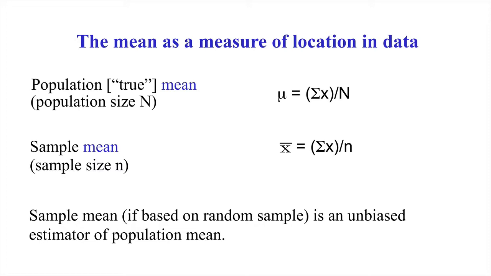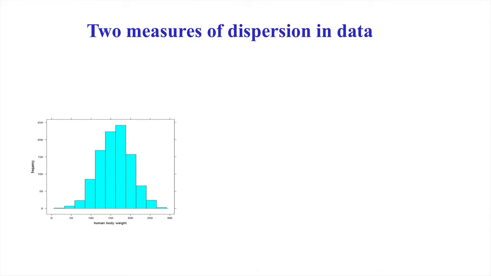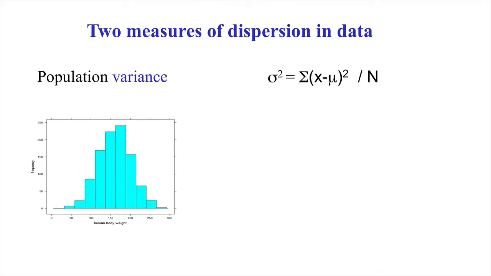What about spread in the data, sometimes called dispersion? Here is a histogram of human body weight, where we can characterize the mean as somewhere around 150. But what about the spread around that 150? Well, perhaps the most important measure of spread in data, if we have at least the entire population at hand, is what we call the population variance. It's the average squared deviation of all the observations from their population mean.